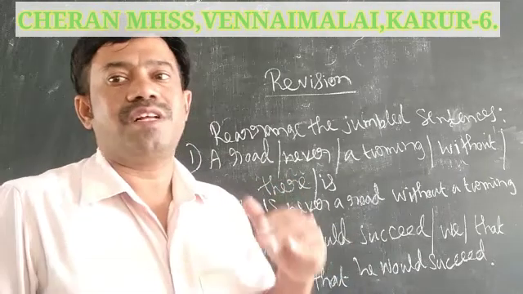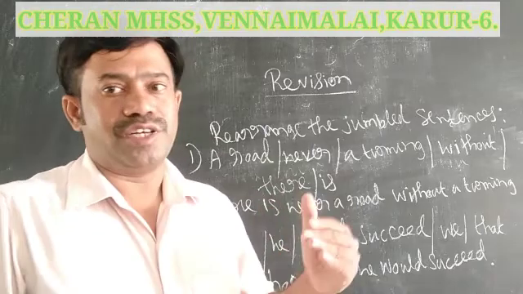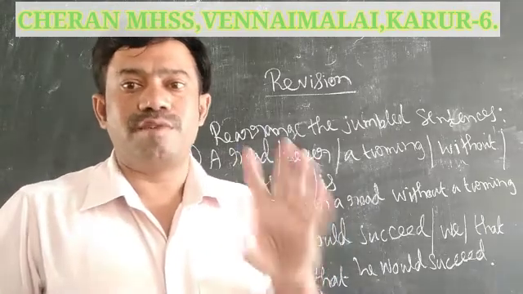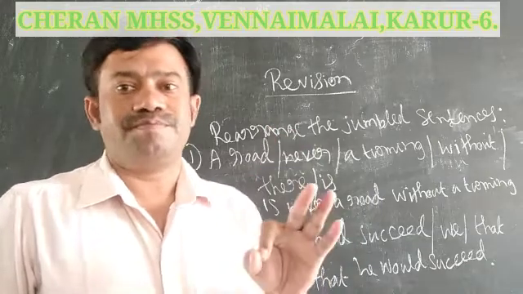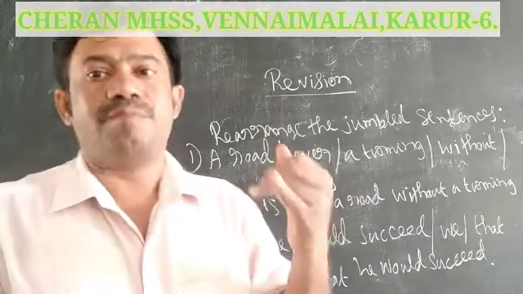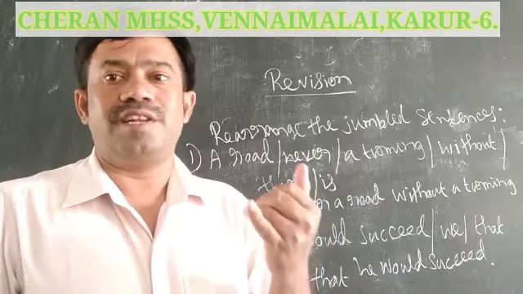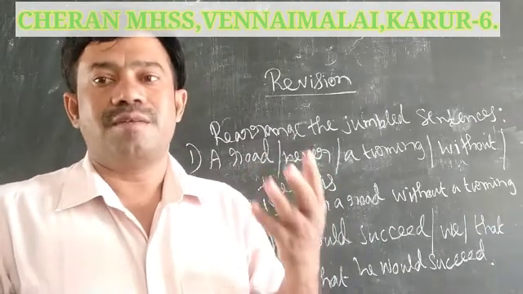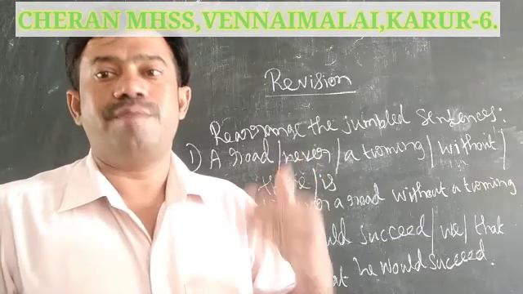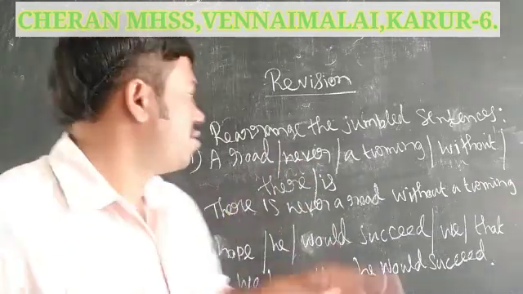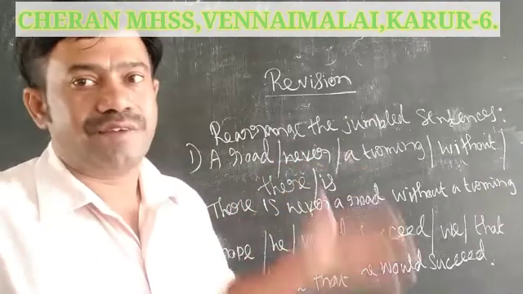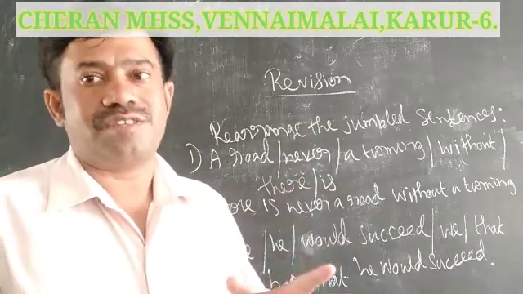Then we have answer any 3 of the following. Here 4 questions will be given. You have to write 3. For example, first a pie chart will be given. Next you will be given dialogue writing, framing a dialogue. Then you will have proverbs. Then rearrange the jumbled sentences will be given. These are the 3 mark questions.